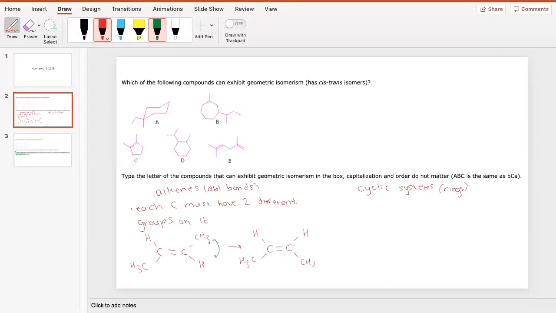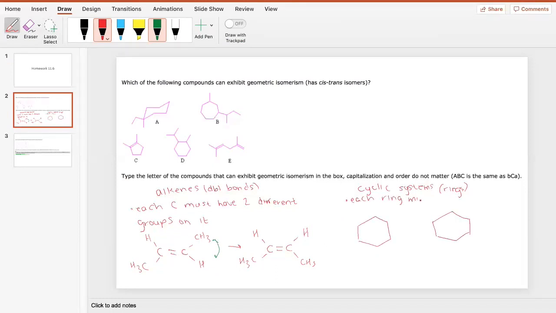So if we were to exchange these two groups on this rightmost carbon, we would then see the hydrogen on top on this side and the methyl on the bottom. These are two geometrically different isomers. Here we have the two hydrogens on the same side of the double bond, and on this one, they're diagonal from each other. In terms of a cyclic system, let's look for instance at cyclohexane.